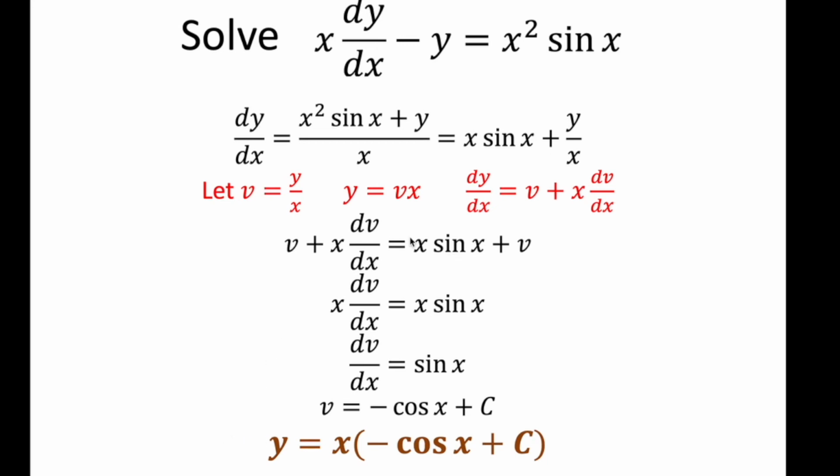Okay. All right, so this is how we solve homogeneous differential equations. In the next video, I'm going to demonstrate how to look for a particular solution where an initial value is given.